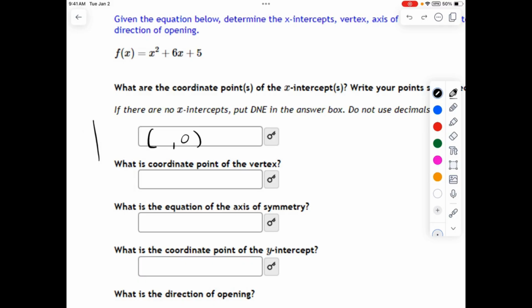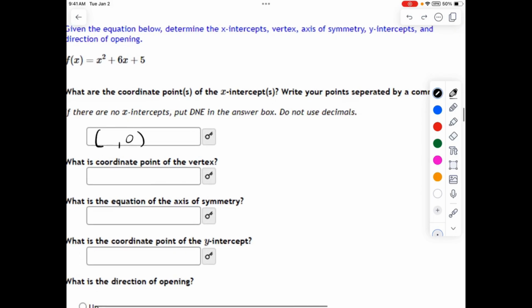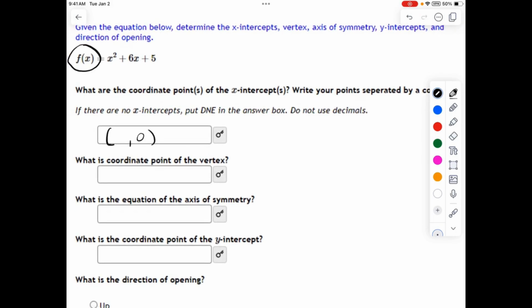x-axis. Alright, so from there you say, okay, y value is 0, y is f of x, that means we have 0 equals x squared plus 6x plus 5, and you would solve from there. Whether you solve by factoring or quadratic formula or any other solving method, right, go for it. I personally like factoring, so that's what I'll do.